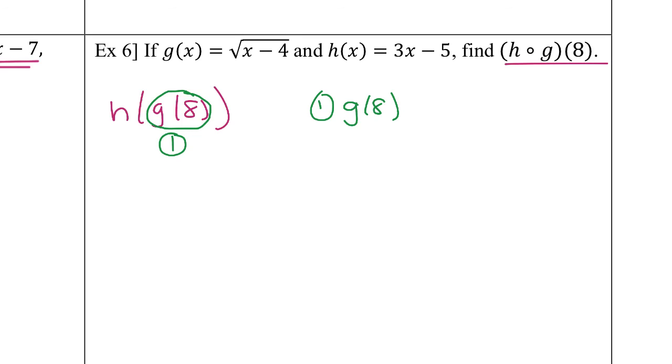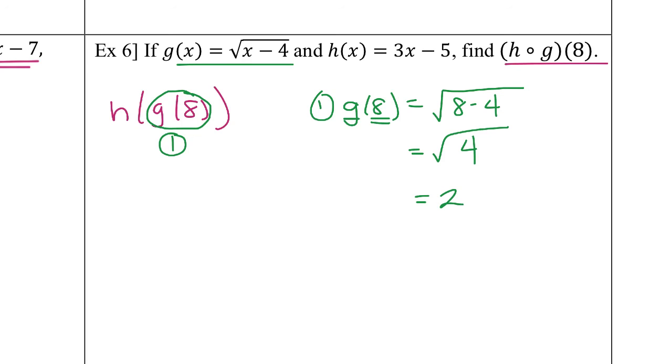G of 8 means I'm going to take the g and replace all the x's with an 8. So g of x is square root of x minus 4, so I'm going to have the square root of 8 minus 4. Well, 8 minus 4 makes 4, and the square root of 4 is equal to a 2. So g of 8 is equal to 2. So what our composition has now turned into is h of 2.